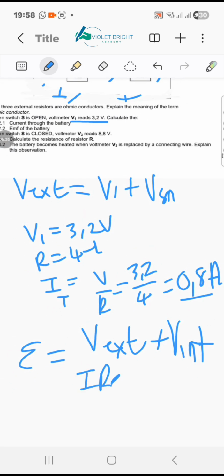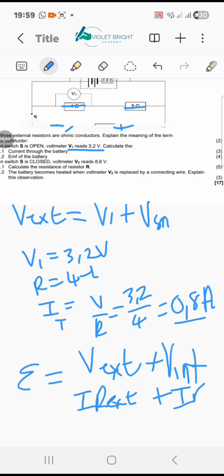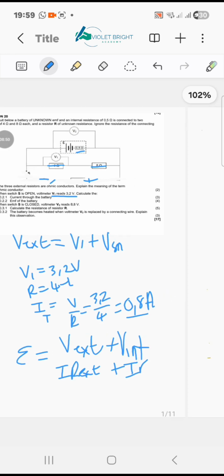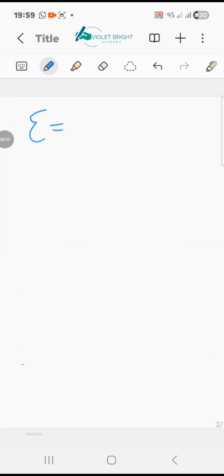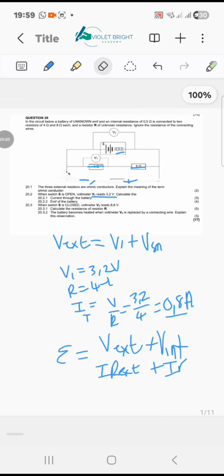EMF equals I times the total resistance: the external resistance, which are the resistors in series, the 8 ohm one, the 4 ohm one, and then our resistor R, plus the internal resistance, which is 0.5. So we just say EMF is equal to I(R + r), and we know the current is 0.8, multiplied by the resistances, and these ones are in series. So if we want the total resistance, we just have to add them.